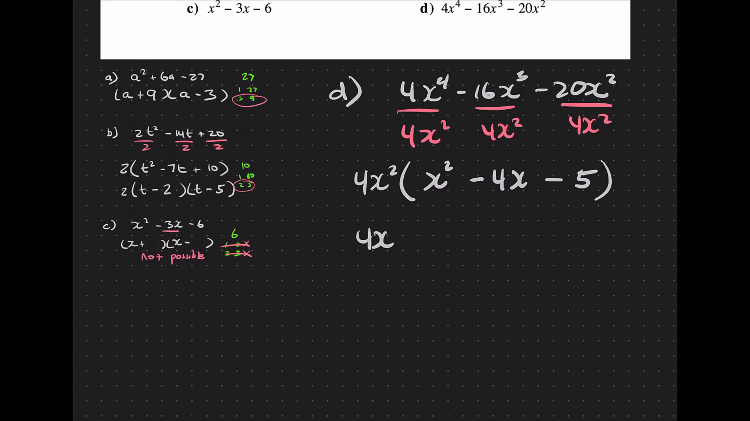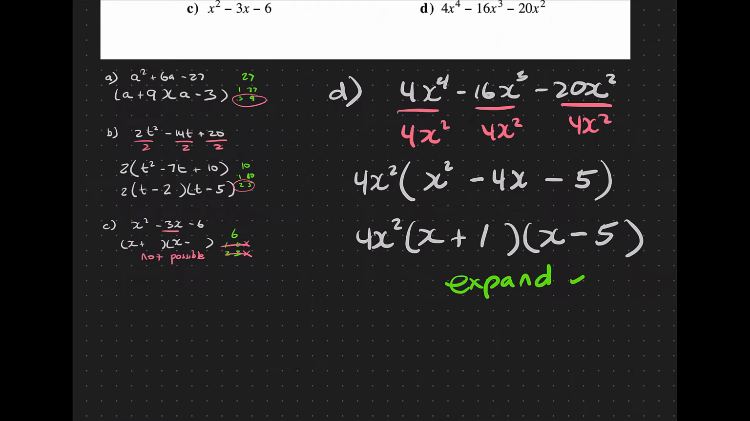Now I just need to keep that and break the trinomial into two binomials. The signs are different. 5 times 1 is 5, and 5 minus 1 is 4, and the larger number goes with the negative, so it's going to be negative 5 and positive 1. And there we go. Again, if you were to expand this one right here out, then it should equal our original one right there.